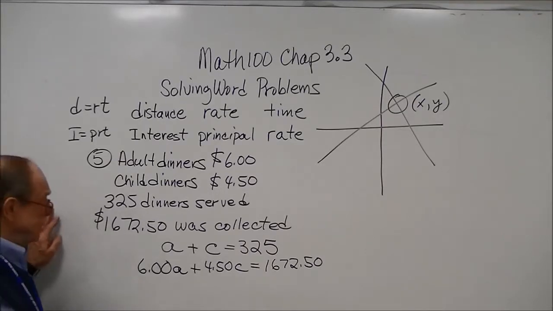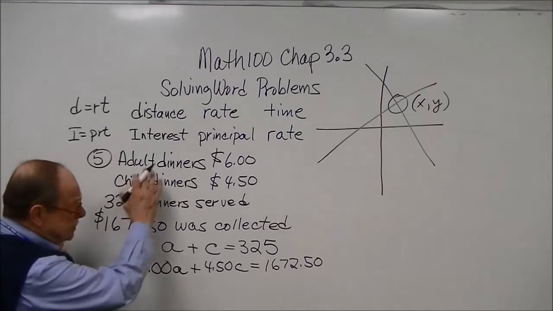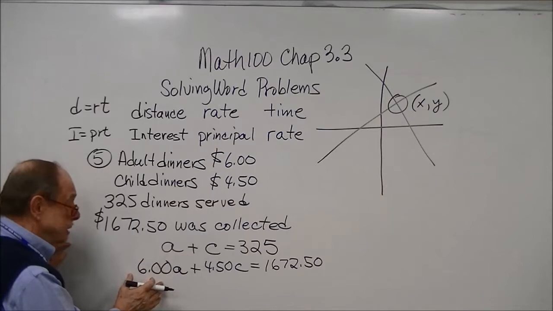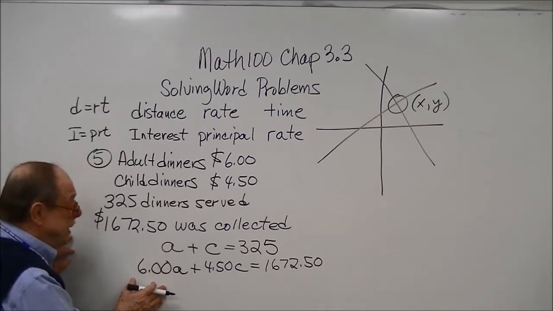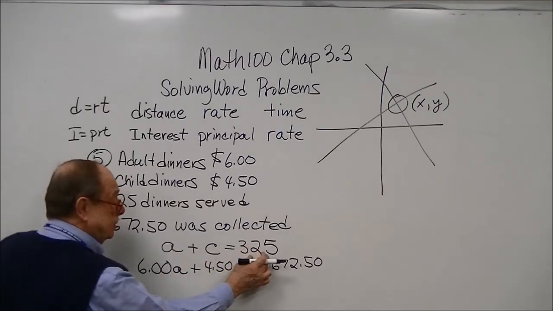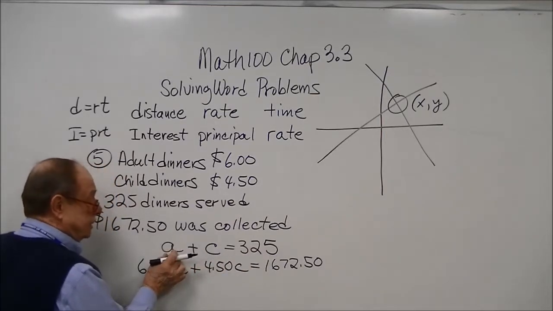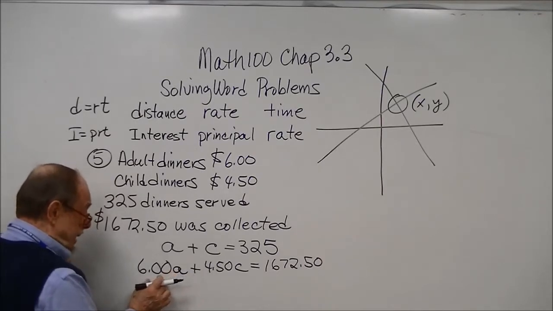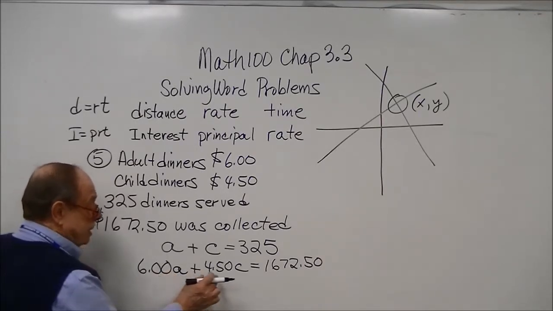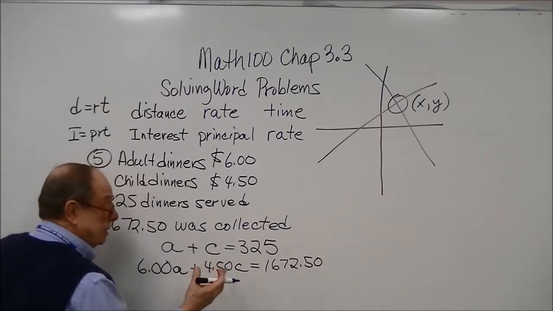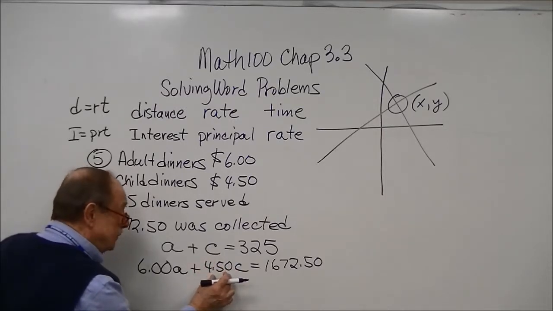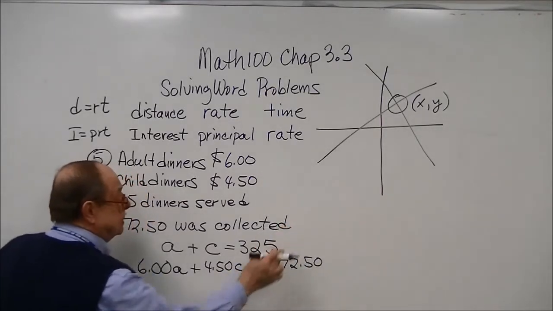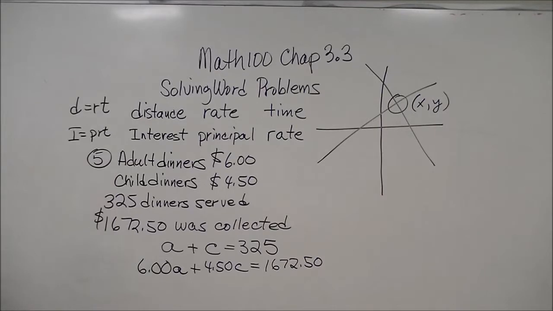And what you're looking for here is understanding what's going on and where these equations come from. Again, we had this many dinners served. This is the number of adults. This is the number of children. Now, each adult paid $6. Each child, probably the parents, paid $4.50. And that equals this amount of income. That was the amount collected. So there are your equations.